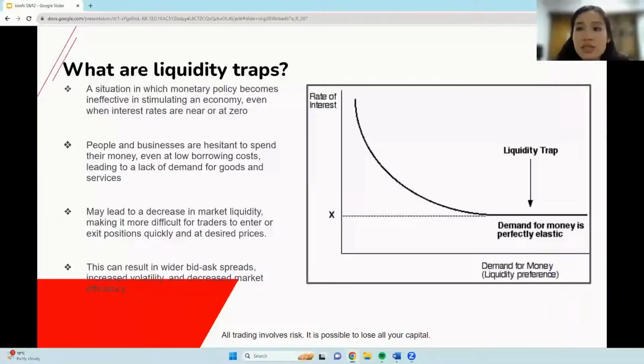Central banks actually try to address liquidity traps by using unconventional monetary policies. Some of these include quantitative easing, where they inject more money into the economy so that they can encourage spending. However, the impact of these policies on financial markets can be difficult to predict and may lead to unintended consequences.